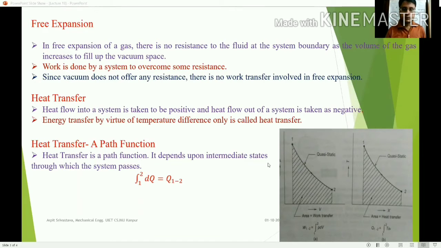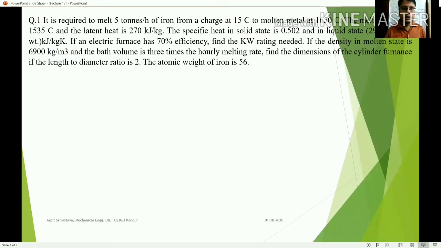Now we move towards the next slide. So we take one example. Before discussing this question, you must know that we use two types of energies. The first one is latent heat of vaporization, and the second one is latent heat of fusion.